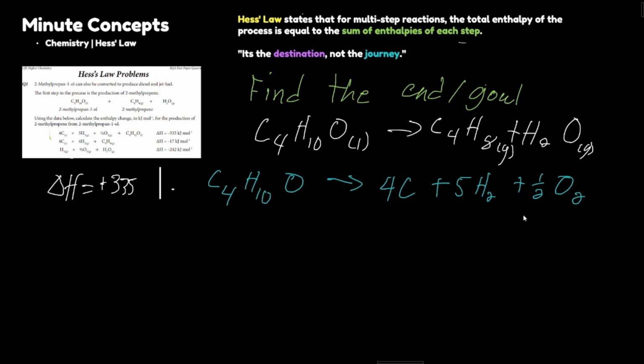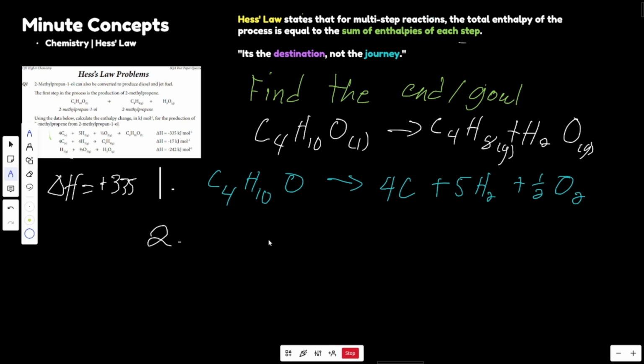These other substituents are not exactly relevant to our end goal, so we don't really have to pay much attention to them yet. Okay, now how about the second step? Our second step was 4 carbons plus 4 moles of hydrogen gas. They turn into 2-methylpropene. So that's C4H8. Now, are they on the right side?